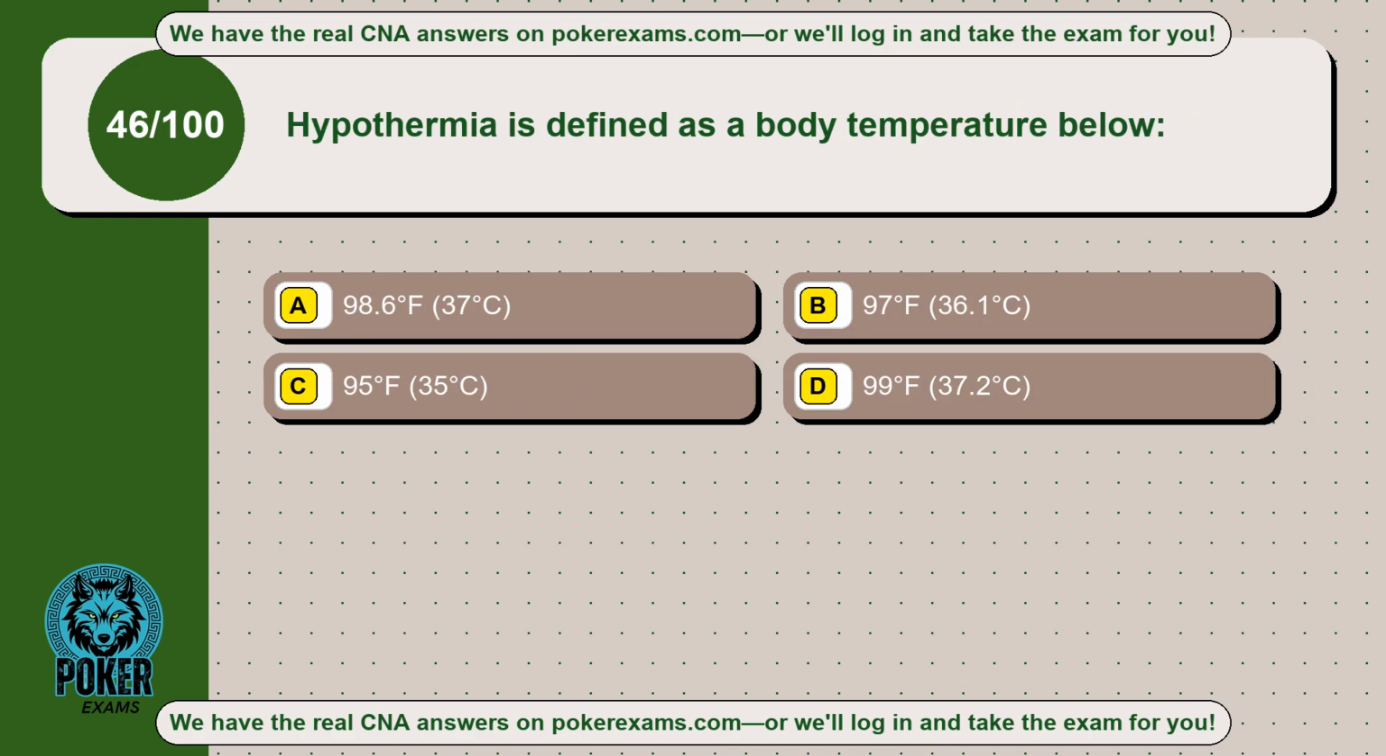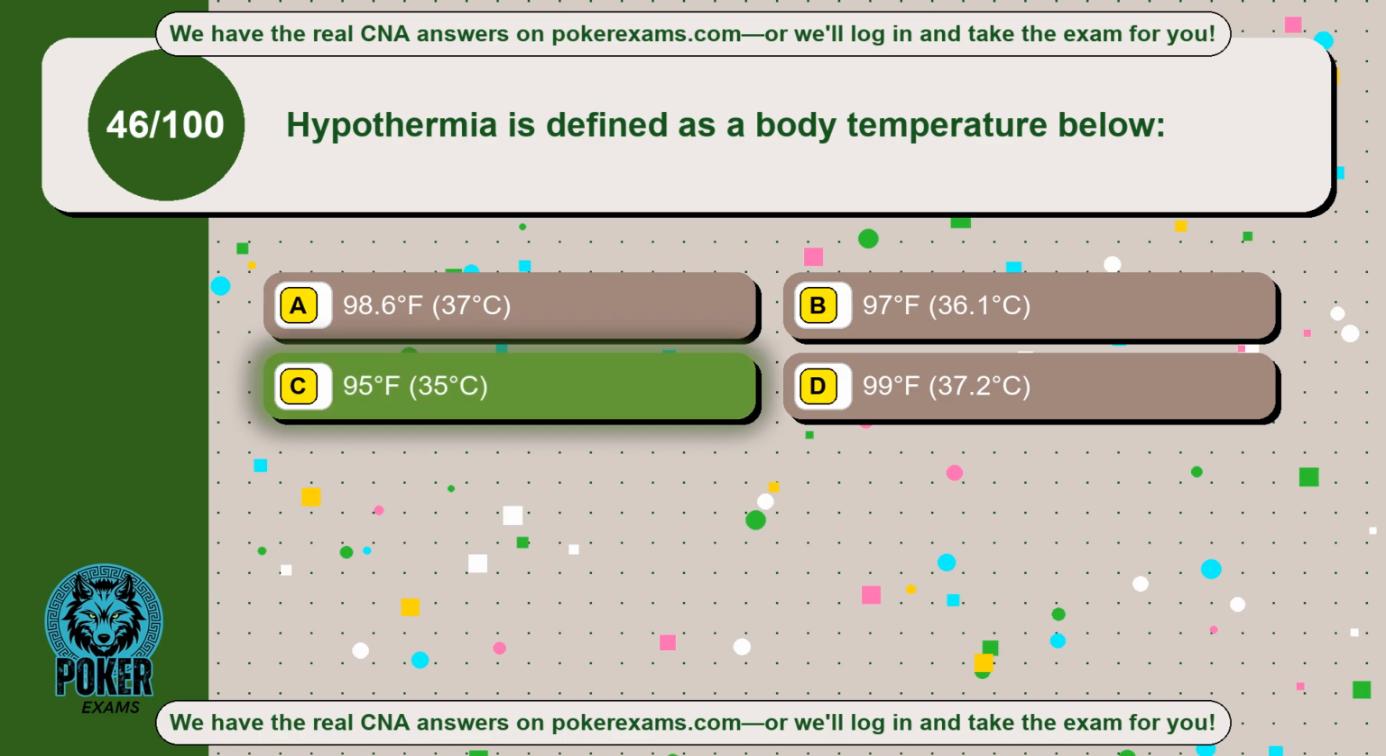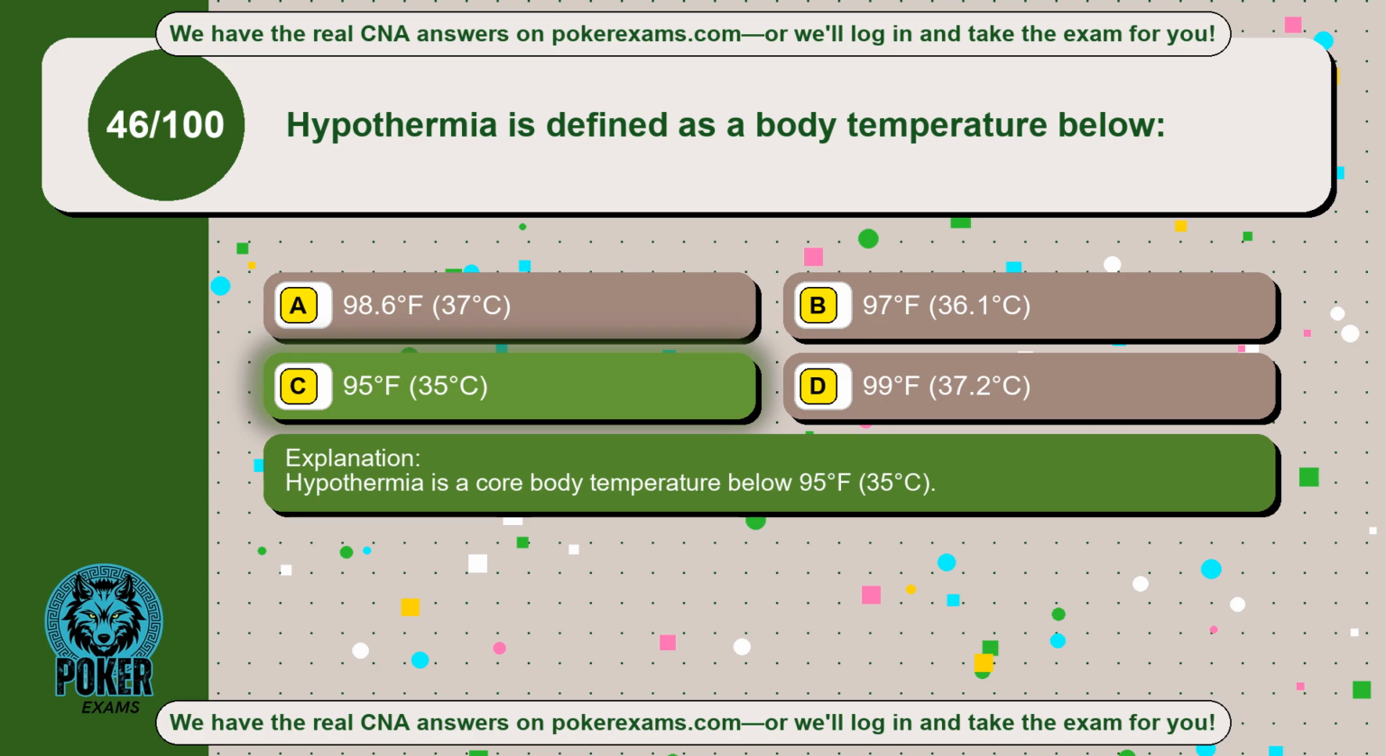Question 46. Hypothermia is defined as a body temperature below: Option A, 98.6 degrees Fahrenheit, 37 degrees Celsius. Option B, 97 degrees Fahrenheit, 36.1 degrees Celsius. Option C, 95 degrees Fahrenheit, 35 degrees Celsius. Option D, 99 degrees Fahrenheit, 37.2 degrees Celsius. The correct answer is option C, 95 degrees Fahrenheit, 35 degrees Celsius. Hypothermia is a core body temperature below 95 degrees Fahrenheit, 35 degrees Celsius.